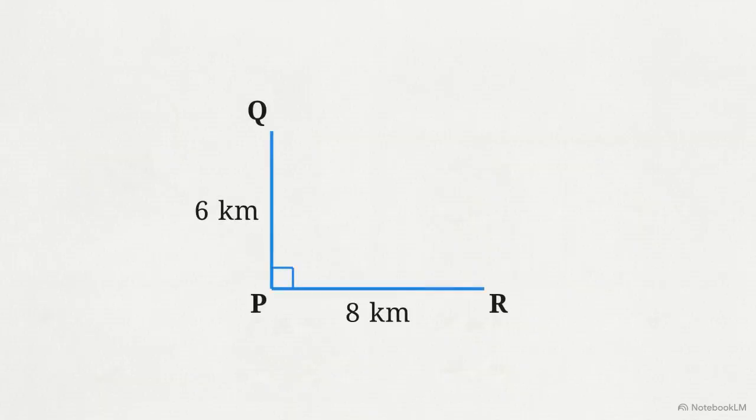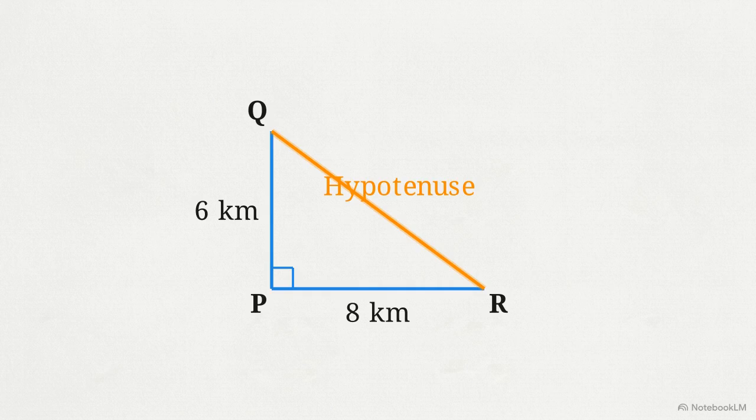Look at the path through point P. A very common mistake is to simply add the 6 kilometers and 8 kilometers together to get 14, but the problem specifies the bus takes a straight route from Q to R. The vehicle bypasses P entirely, traveling directly along the triangle's longest side, the hypotenuse.